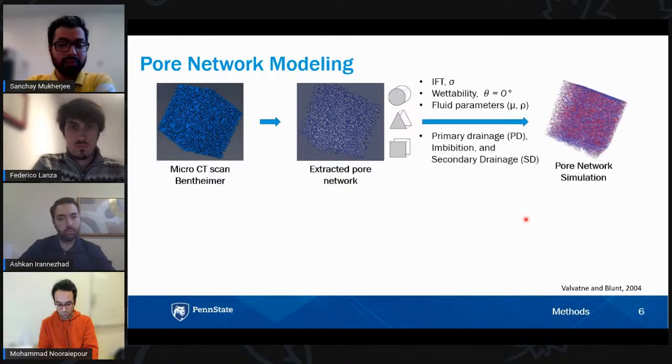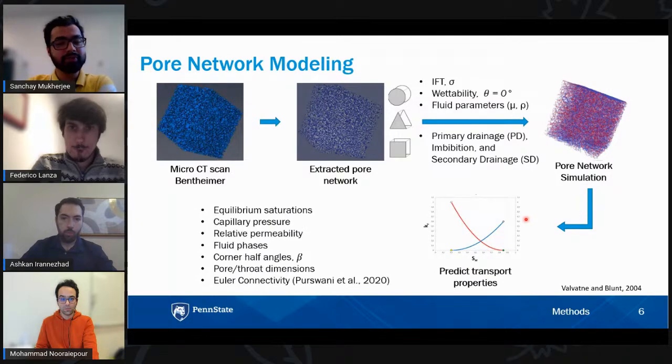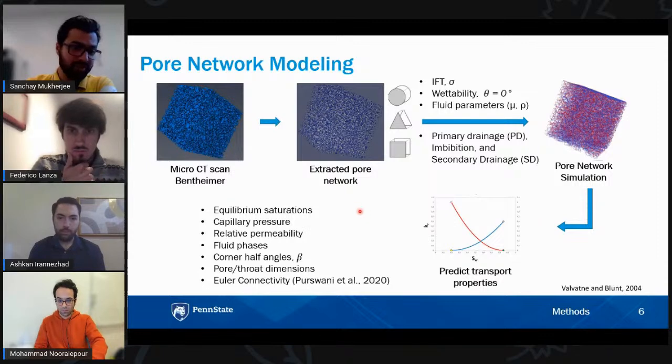Once the pore network is made, we give some inputs such as interfacial tension, wettability, and fluid parameters, and run flow simulations on it. For this study, the wettability has been taken to be 0 degrees, which is completely water wet, and primary drainage, imbibition, and secondary drainage cycles have been run. The simulations predict the transport properties of porous media as output, some of which are shown on the screen as equilibrium saturations, capillary pressure, relative permeability, fluid phases, pore throat dimensions, half angles, and Euler connectivity recently evaluated by Pervaiz.